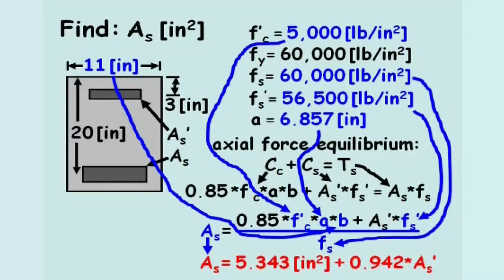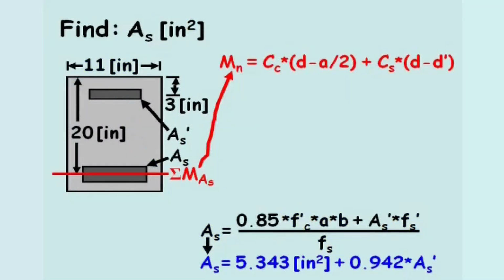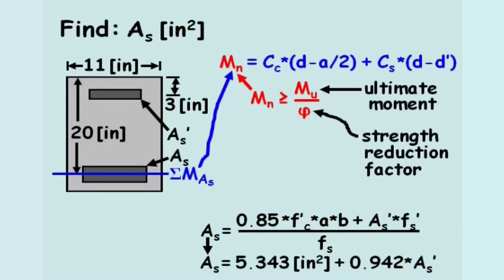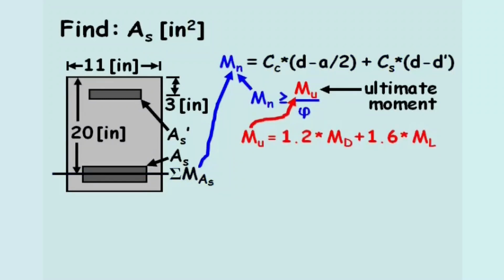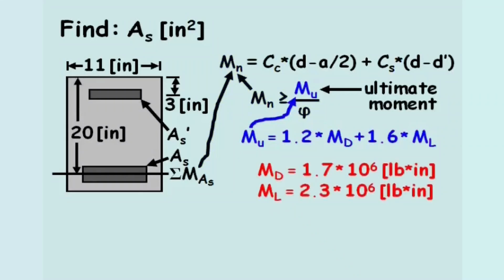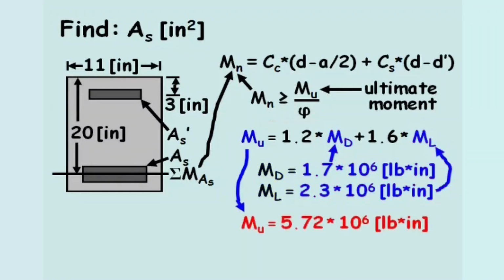To find the area in the compression steel, As', we'll take the moment about the tension steel, where the nominal moment, Mn, is at least the ultimate moment experienced by the beam, Mu, divided by the strength reduction factor, phi. The ultimate moment equals 1.2 times the moment caused by the dead load plus 1.6 times the moment caused by the live load. The problem statement provides these moments, and after they are substituted in, the ultimate moment experienced by the beam equals 5.72 times 10 to the 6 pounds-inches.